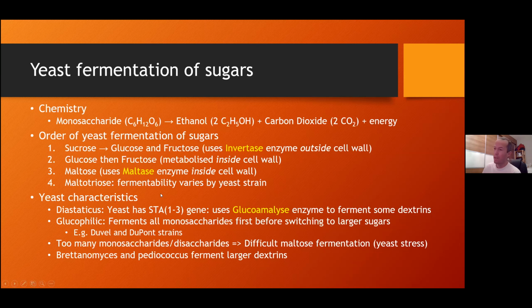And we know a little bit about yeast. There's a gene called the STA1 gene, which we call diastaticus. And there are some saison yeasts that have an extra enzyme which they produce due to this gene, called glucoamylase, and they can ferment even some really large dextrins, and that's why the attenuation is so high.